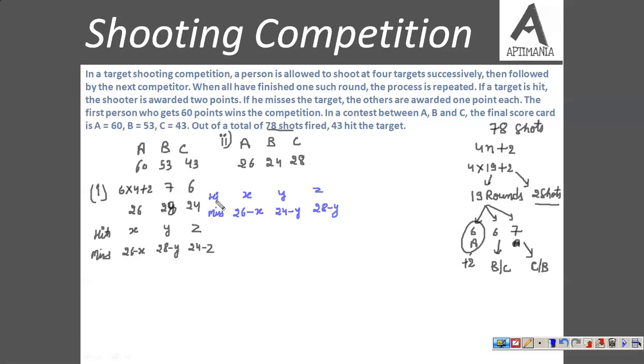Now again the same property, x plus y plus z must be equal to 43. This will be same, right? Because here it is given that out of total shots, 43 hit the target. Now let us calculate the score of A.